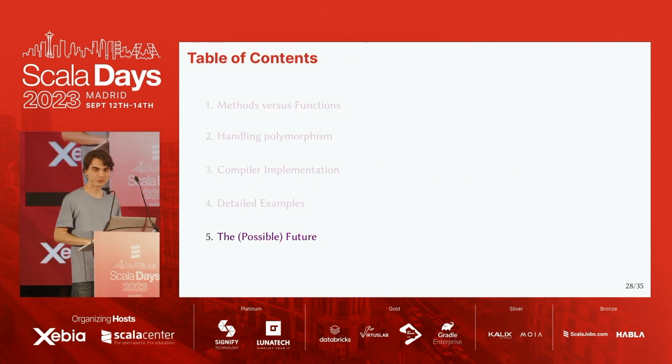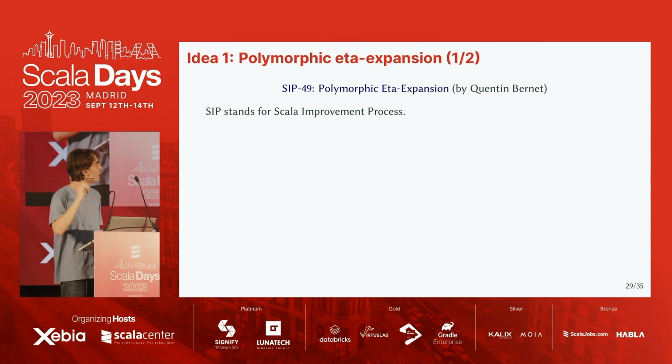So now that I've shown you some amazing examples, I'll show you how we can make this feature even better so it's easier to use, because as you've seen, the syntax is kind of annoying. There's always brackets and arrows and stuff you have to write everywhere. So can we make it simpler? First I'm going to talk about SIP 49, Polymorphic Data Expansion by Quentin, who is also in the audience somewhere. And before I do that, I'm going to explain what a SIP is.